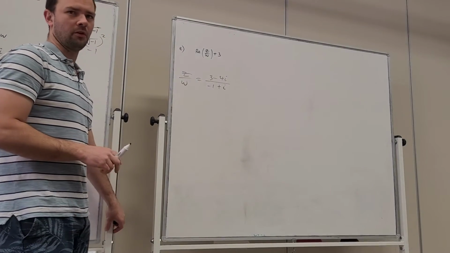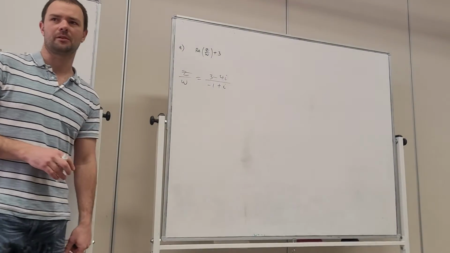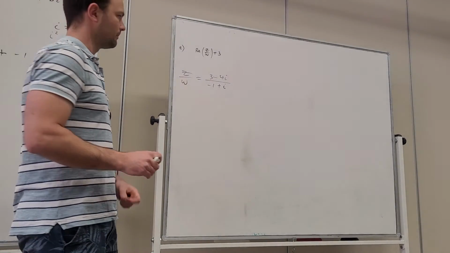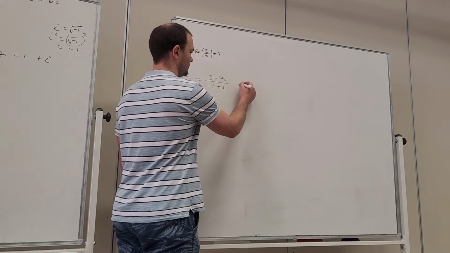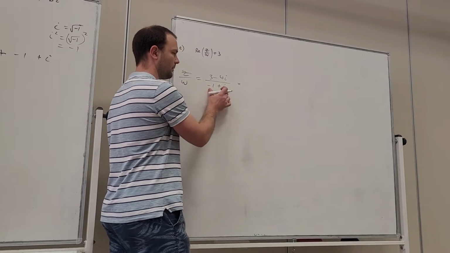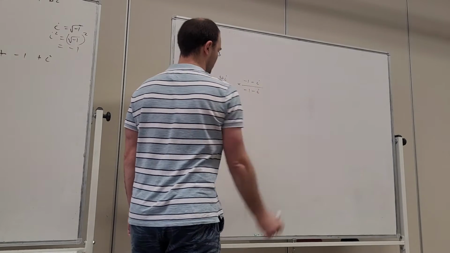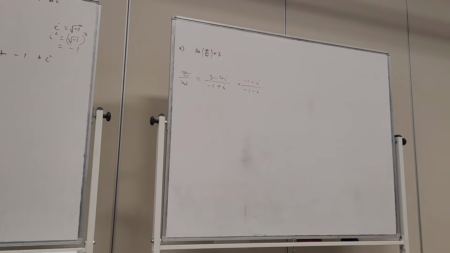So if we want to write this as a single complex number, can anyone remember how we did it with surds? What did we do with surds to get rid of that sort of denominator? We multiply it by the conjugate. Okay, so the conjugate of the denominator is minus 1 take i on minus 1 take i. So we're not changing the value of it in any way. But what that's going to allow us to do is write this expression with a real denominator.